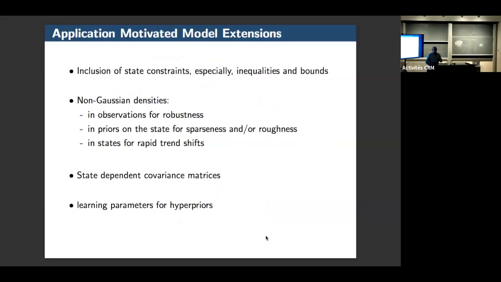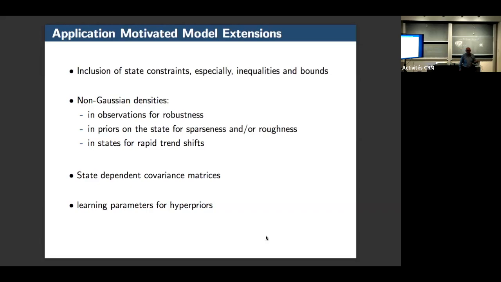However, that assumes Gaussian, and it assumes a bunch of other things. There are no state constraints, but in practice, there often are. You're tracking an airplane, and you know it's not going below the surface of the Earth. Or a boat, it stays in the ocean. Well, sometimes. And so forth. So there are typically state constraints, and also densities are not always Gaussian.